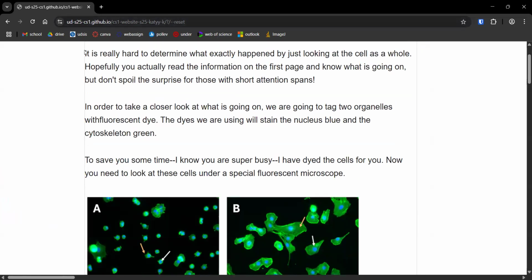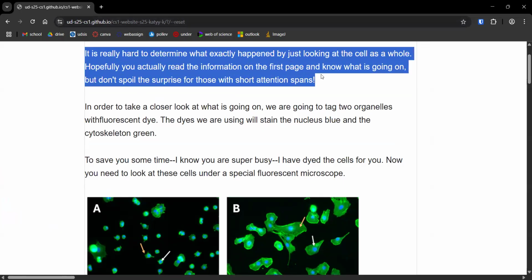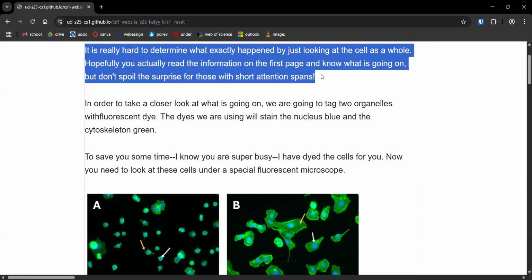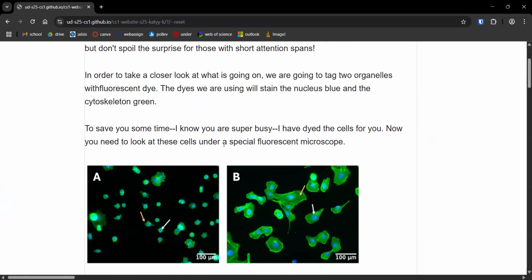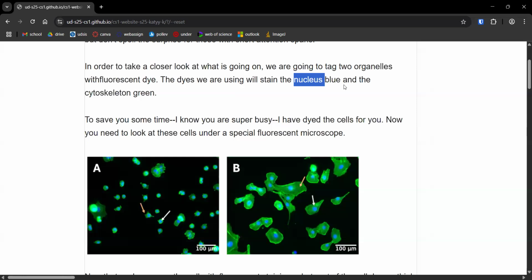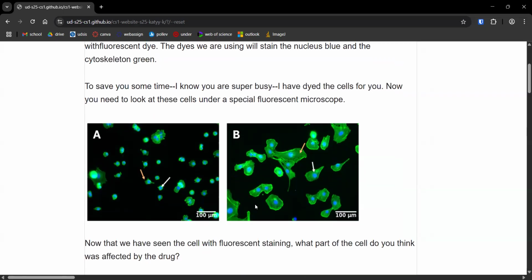It's really hard to determine exactly what is happening to a cell by just looking at the cell as a whole. It's a lot easier to take a look at the individual parts of the cells, and we can do this with something called fluorescent tagging. So we're going to stain our nucleus blue and the cytoskeleton green. And I've saved you all the trouble of going through all the steps, and I have obtained these images for you. Again, same lab we obtained these from.